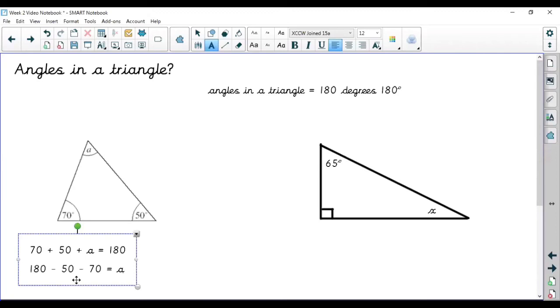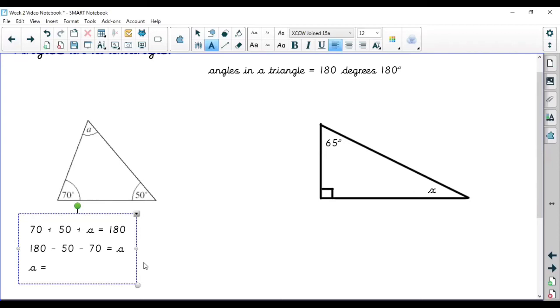Now again, you should be able to do this mentally, okay? But if you can't do that, then you can use your formal written method of column subtraction. I'm going to do it in my head. I know what I'm going to do is 180 subtract 50. Now, I know that the difference between 80 and 50 is 30, so that's 130. Now I'm going to take 70 away from 130. To be able to do that, I know there's 20 in 70, and that takes me to 110, which leaves me with 50, and then I'm going to subtract another 10, which gets me to 100. So now I'm on 100, and that gives me 40 left. And then take away 40, that is 60. So the answer would be 60 degrees. Okay, so A equals 60 degrees.